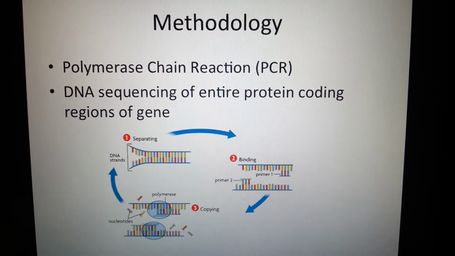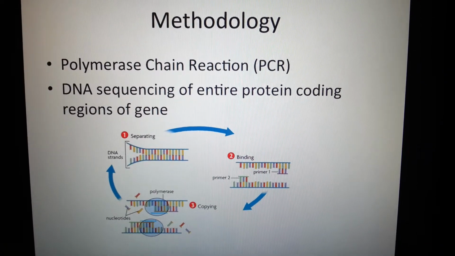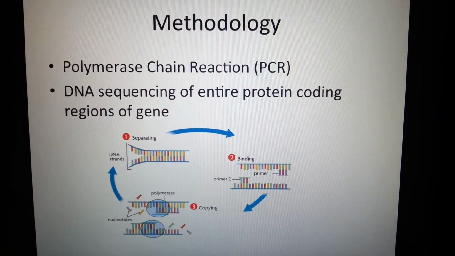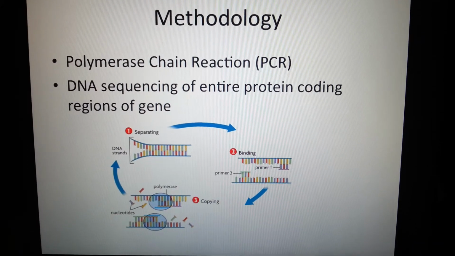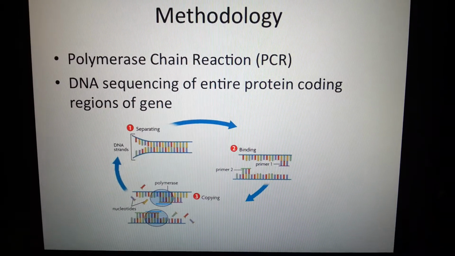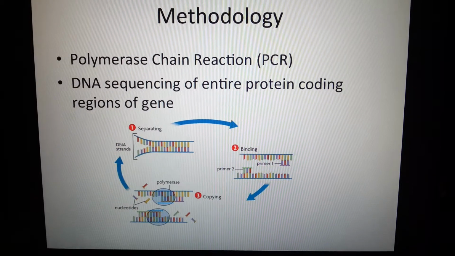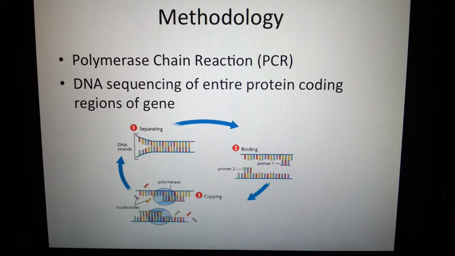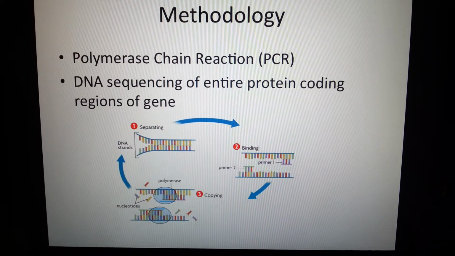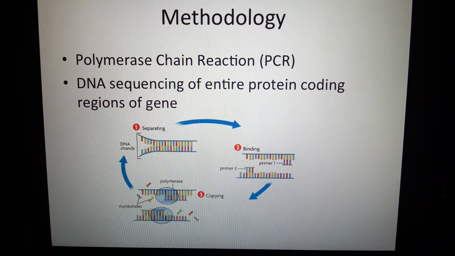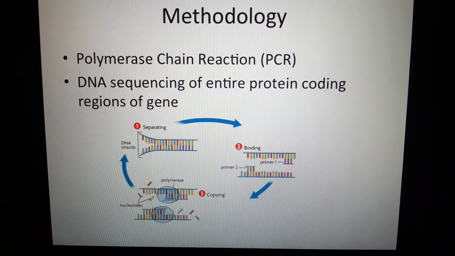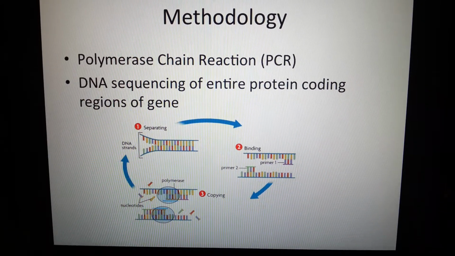The methodology of neonatal diabetes is polymerase chain reaction. The first stage is denaturation, where DNA is heated at 95 Celsius to separate the DNA strands. Once they become single-stranded DNA, at the second stage, two primers bind to the complementary strand.